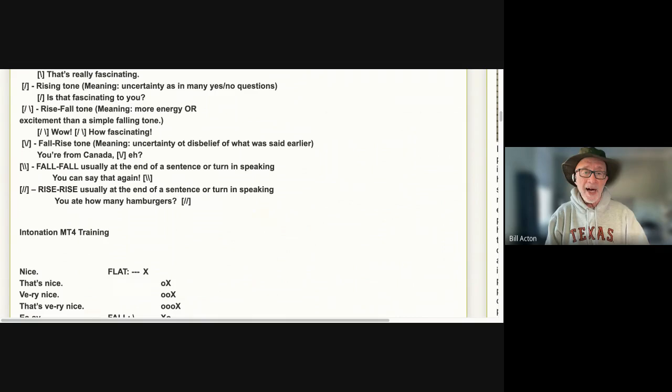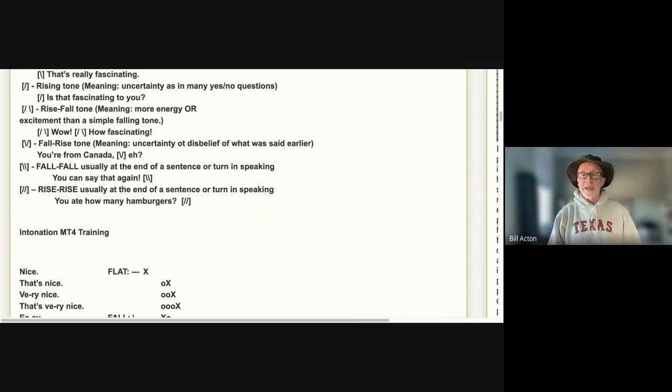Then we've got a fall rise, which is the opposite. Go down. This one, you touch your palm and push down and come up. So, what's this one? You're from Canada. You're from Canada, eh? Again, it's a question, but one that adds a little more interest or sometimes more doubt, something like that.